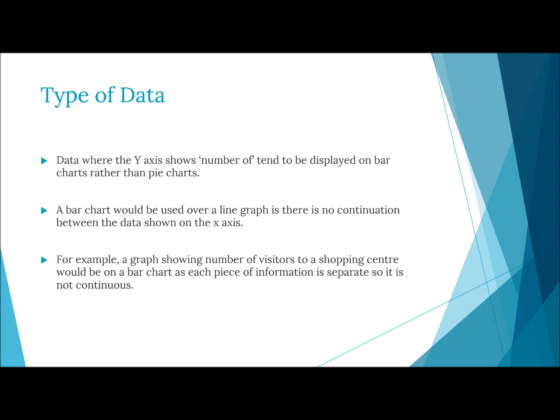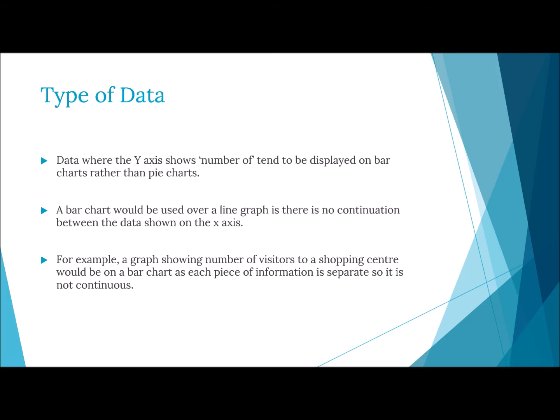So the type of data that tends to be shown on the bar chart is normally something to do with number of. So it might be number of people visiting somewhere, number of cups of coffee sold, number of males and females. So anything where you can separate it into a number of something, that tends to be more likely to be a bar chart rather than a pie chart or any other type of graph.